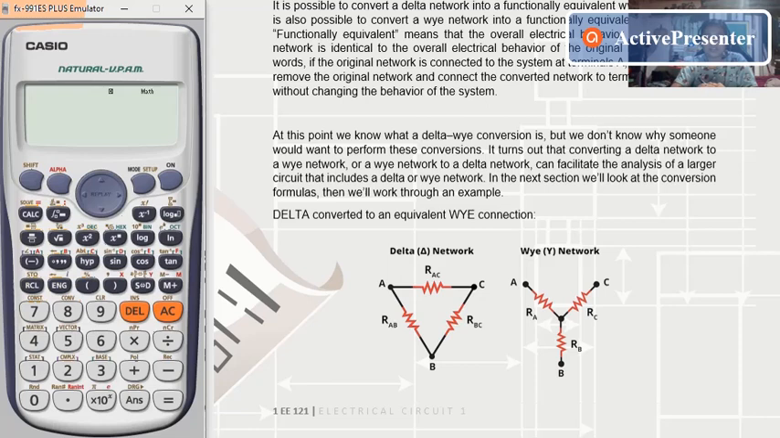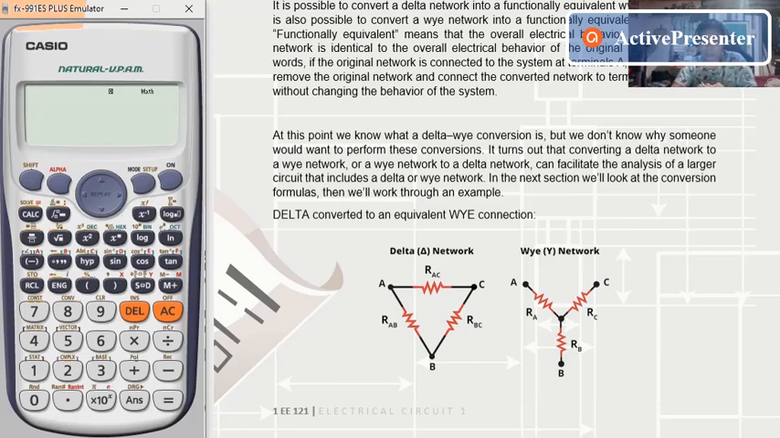It turns out that converting a delta network to a Y network or a Y network to a delta network can facilitate the analysis of a larger circuit that includes a delta or Y network. In the next section, we'll look at the conversion formulas. Then we'll work through an example.